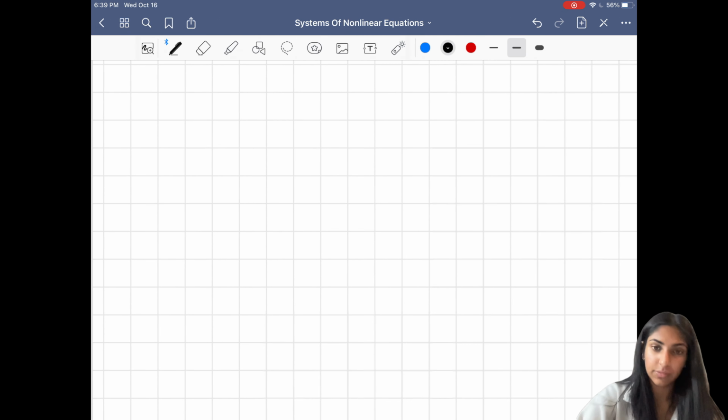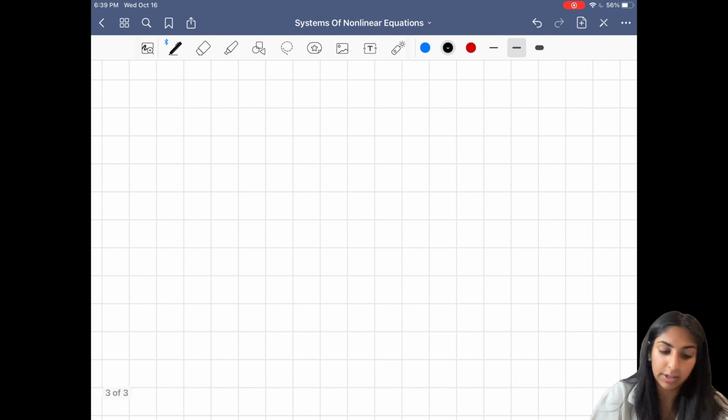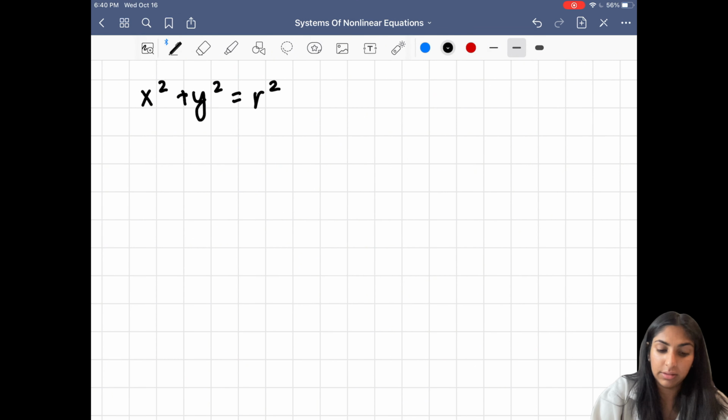Okay, so the last thing we're going to go through is graphing systems with circles. So let's look at an equation of a circle. An equation of a circle is just given by x squared plus y squared equals r squared. And this circle is going to have its center at 0, 0, and its radius is going to be equal to r, so the square root of r squared.